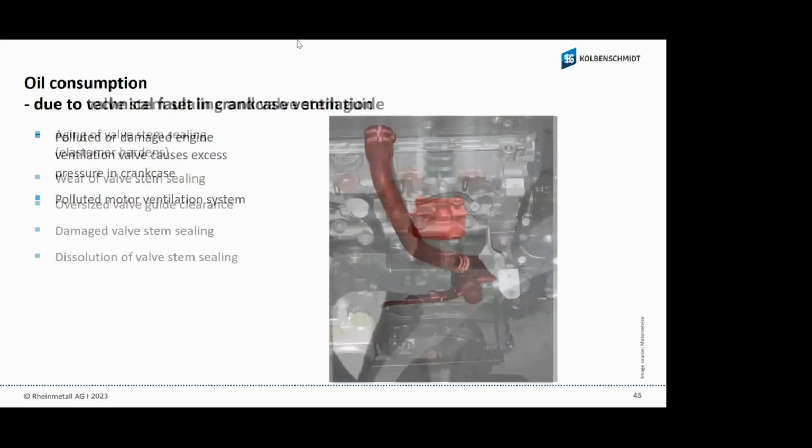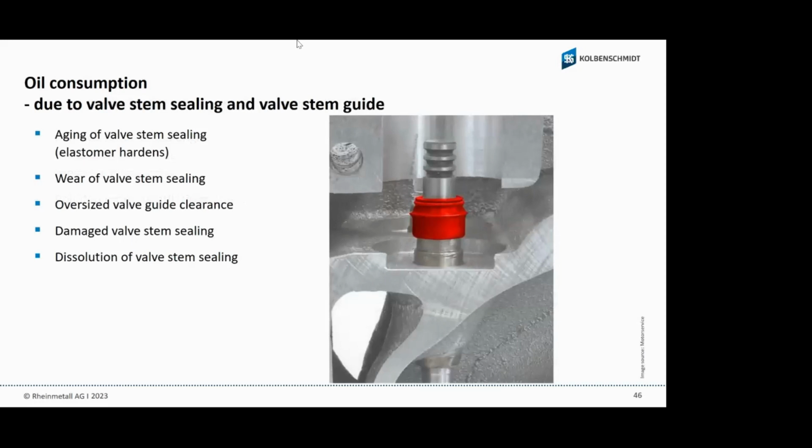Also, oil consumption due to the valve stem sealing and the valve stem guide. This is a rubber material. When it is hot every time, it gets harder over its lifetime, and in this situation it cannot seal perfectly. Damaged valve stem sealing, oversized valve guide clearance, wear on the valve stem sealing, or something wrong with the rubber can also cause higher oil consumption.